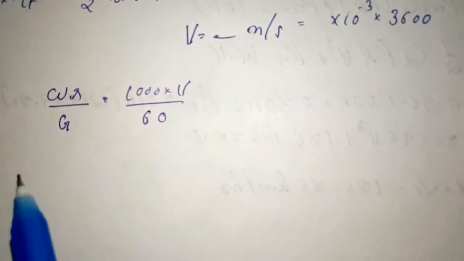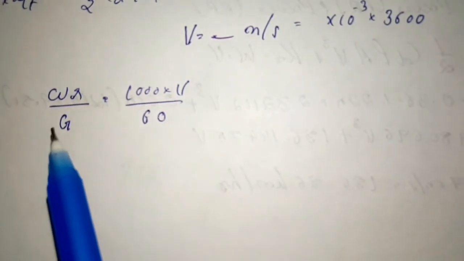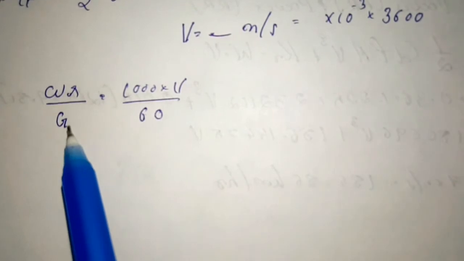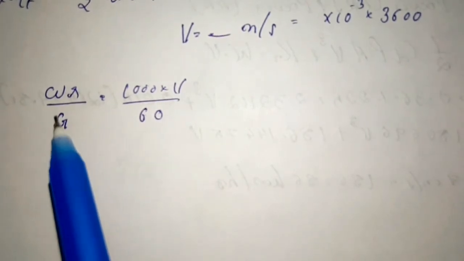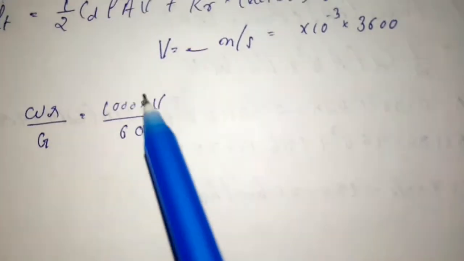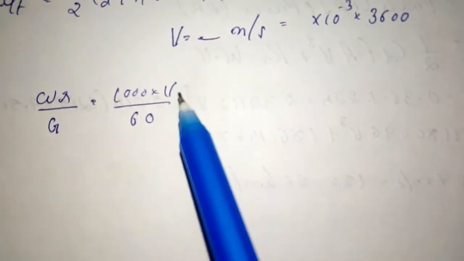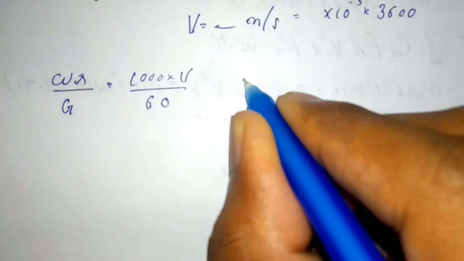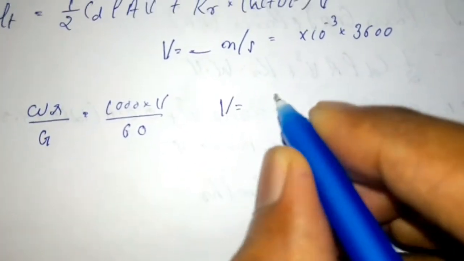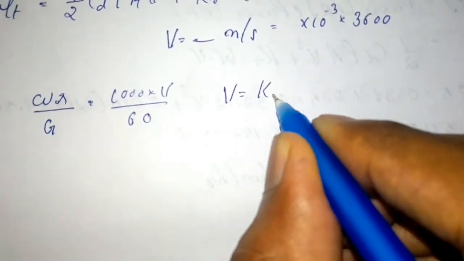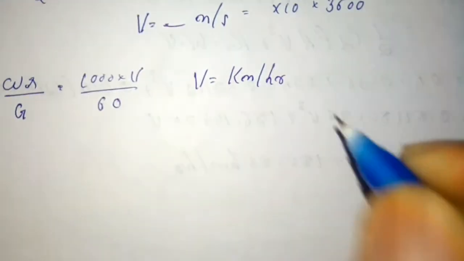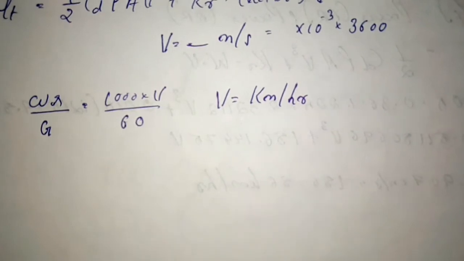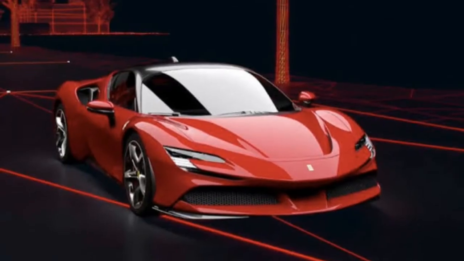The total gear ratio will be the product of the gear ratio and the axle ratio, or the ratio of the final drive of the vehicle. By substituting this value, we will get V in kilometer per hour. By cross multiplying, we will get the answer, which is the top speed or the velocity of the vehicle in kilometer per hour. So we don't need to apply any reduction to the answer. But there will be another problem.